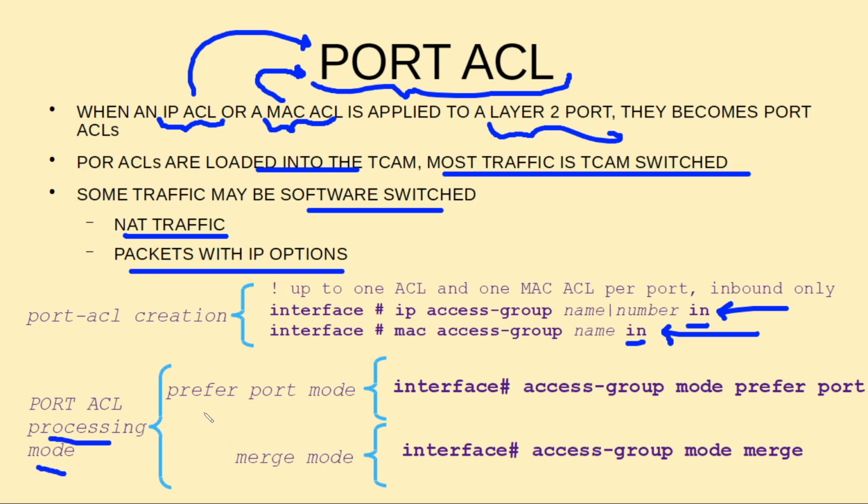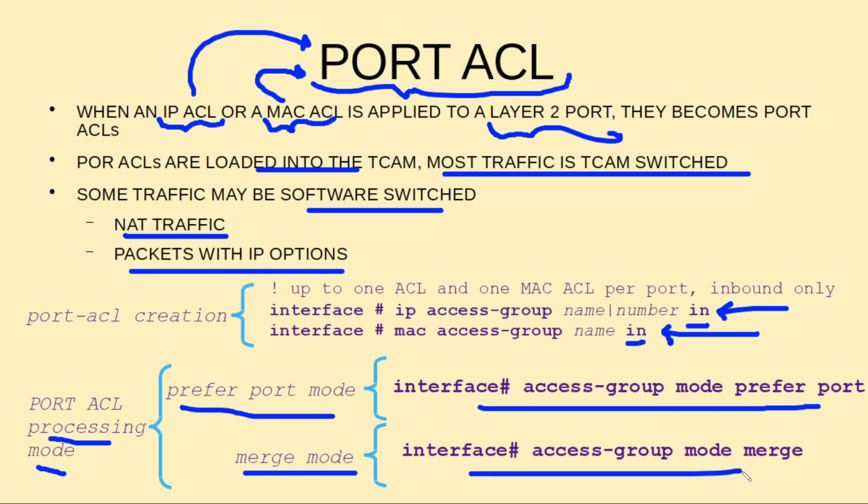Now, these layer 2 ports may operate in one of two existing processing modes. They can operate either in preferred port mode or in merge mode. This will be the command in order to enable preferred port mode, and this will be the command in order to enable merge mode. The default mode is merge mode. We are going to talk about these modes later on.